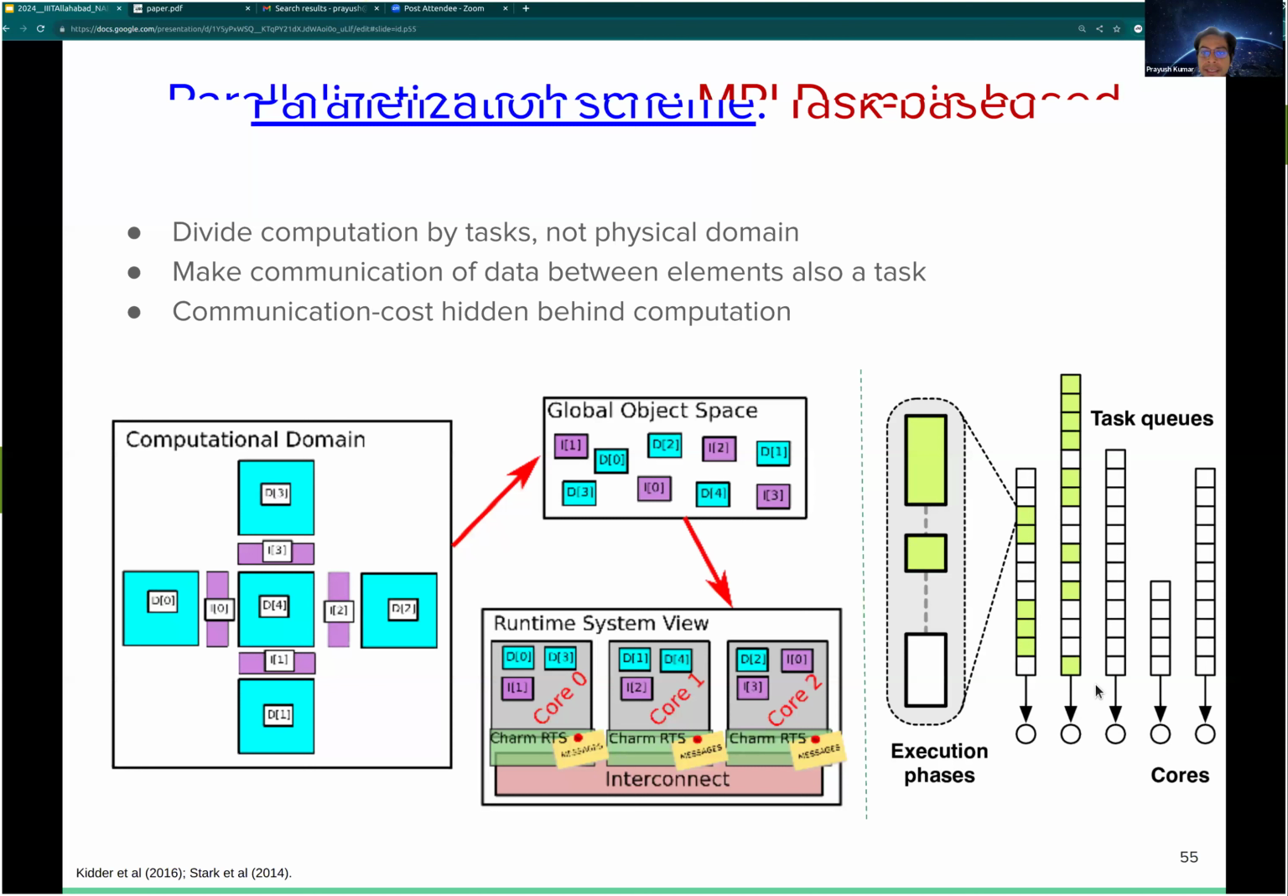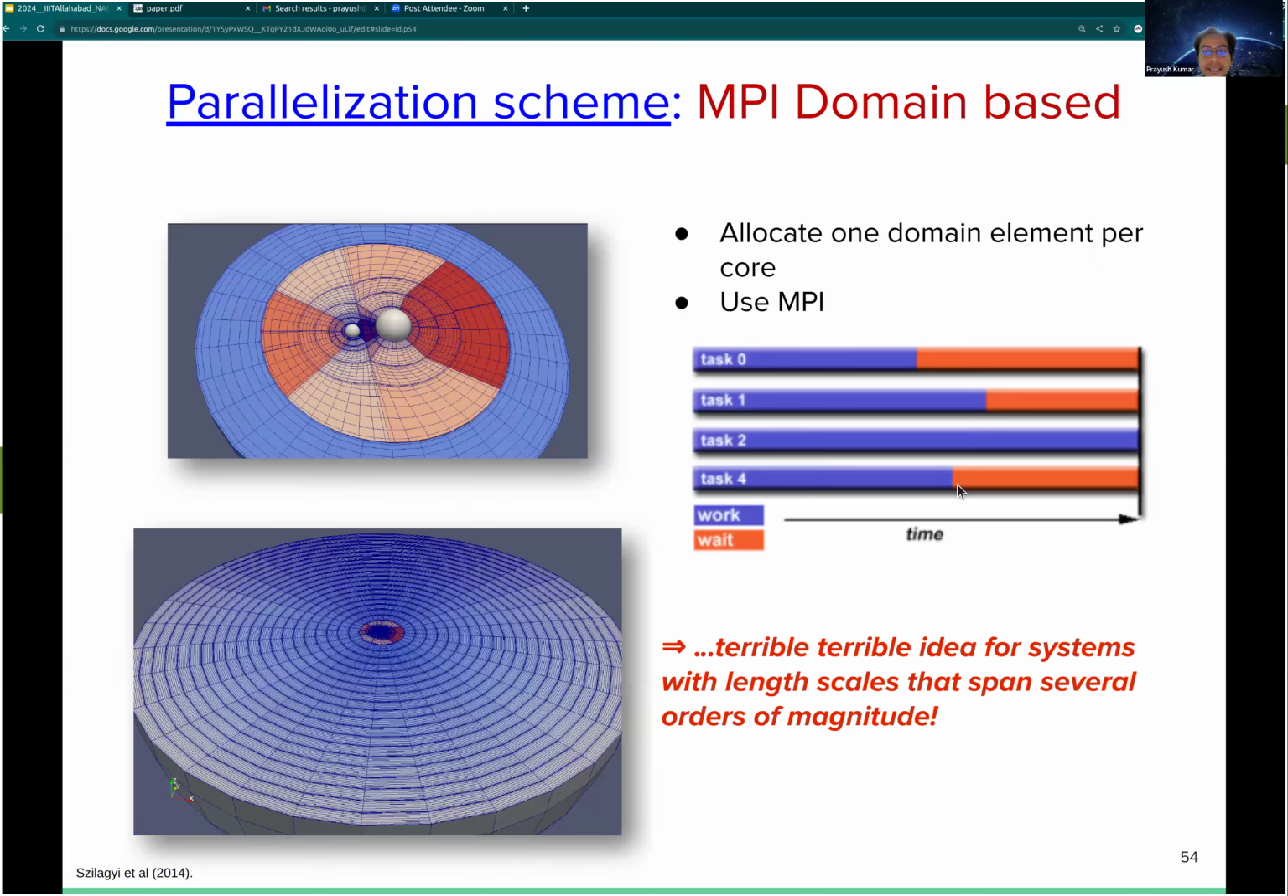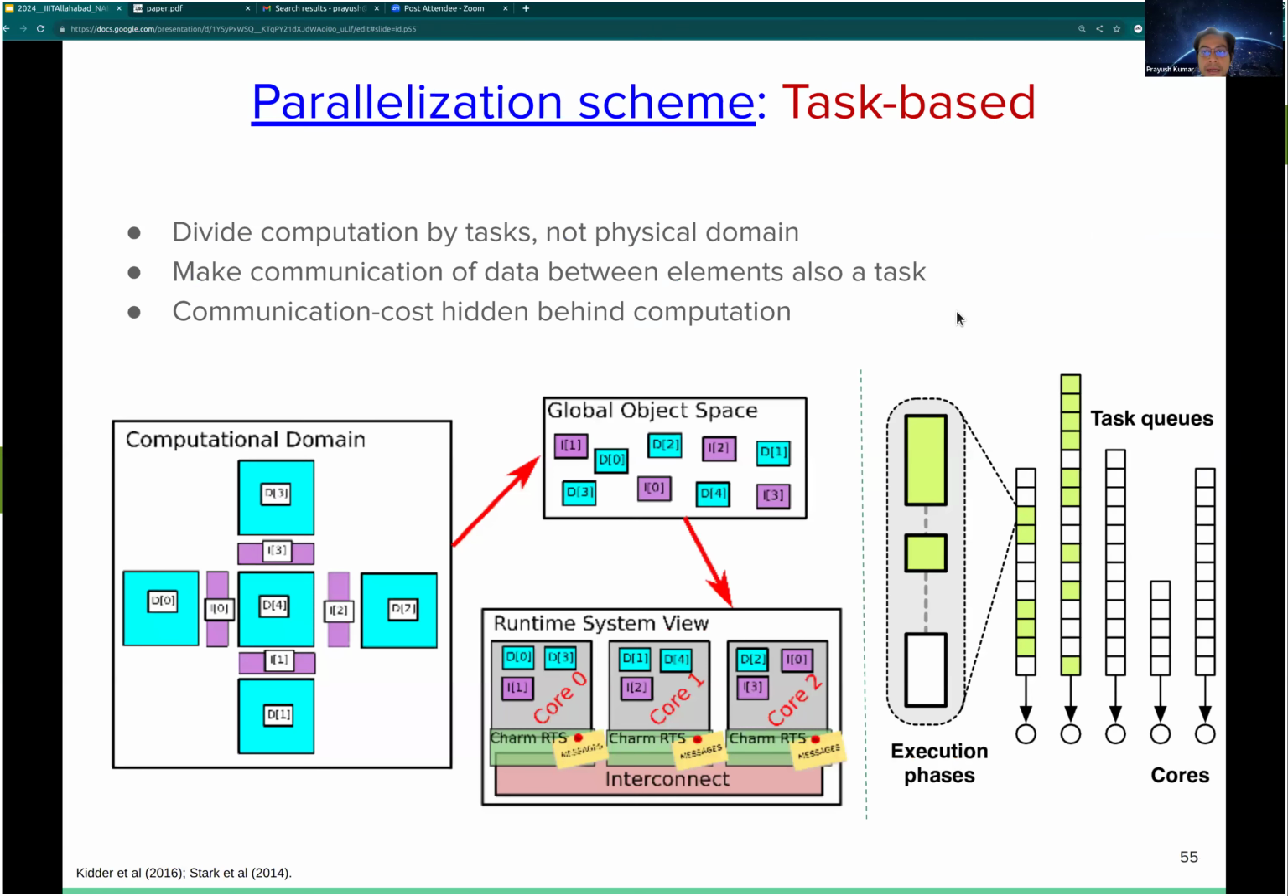So what does that mean? It means, for example, when this fourth guy has done calculating the right-hand side of Einstein's equations in, say, this spherical shell, when it is finished with that, it will go and help the core that is calculating the right-hand side closer to the smaller black hole. It will not simply sit idle, right? So this is called task-based parallelism.